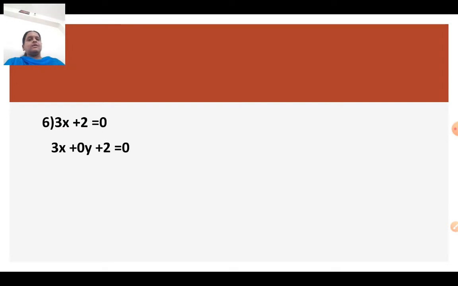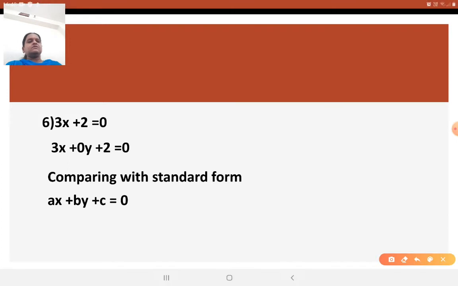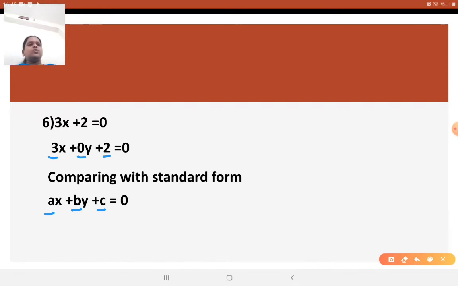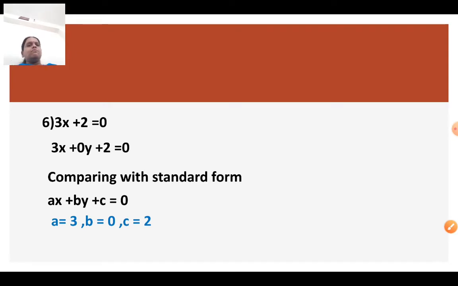Correct. I think all of you understood what the next step is. Yes, comparing with the standard form, ax plus by plus c equal to 0. What will be your final answer for a, b, c? a is the coefficient of x, that is 3. b is the coefficient of y, so it will be 0. And c value is 2. So a equal to 3, b equal to 0 and c equal to 2. Check your answers once again.